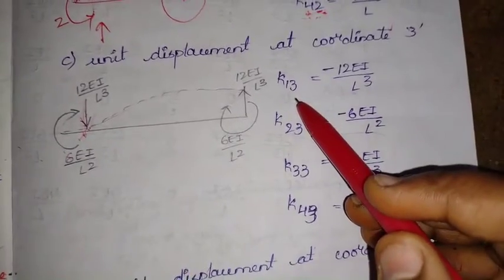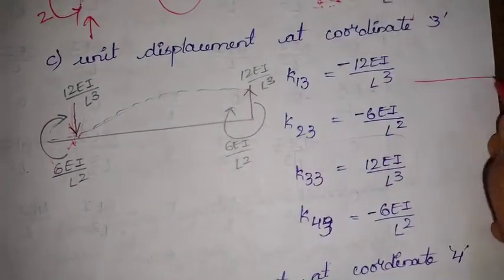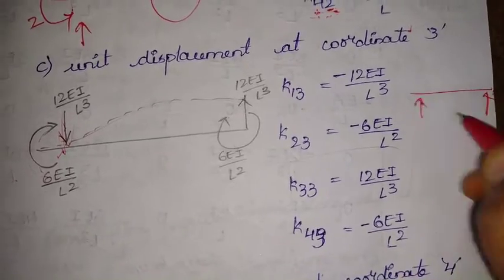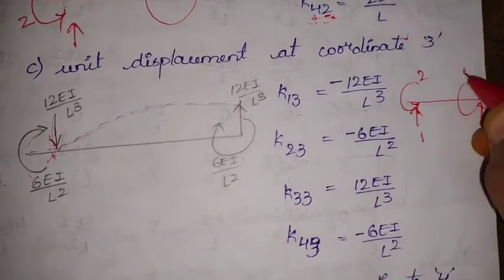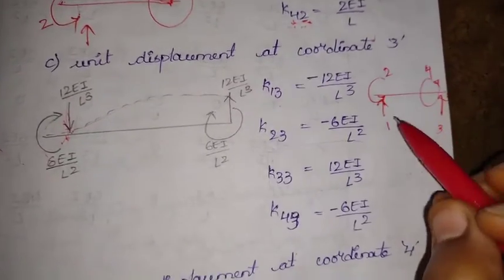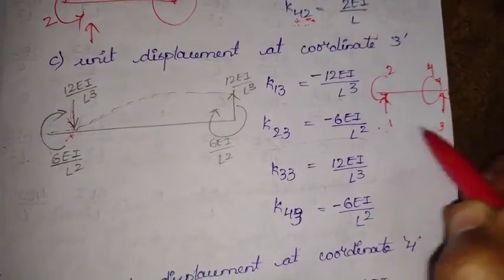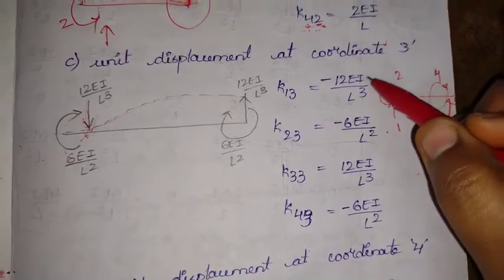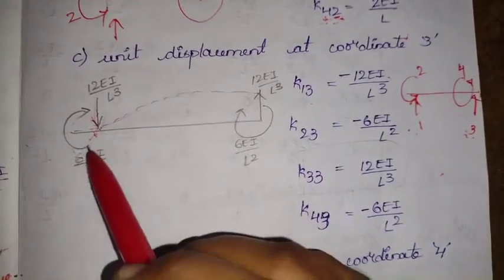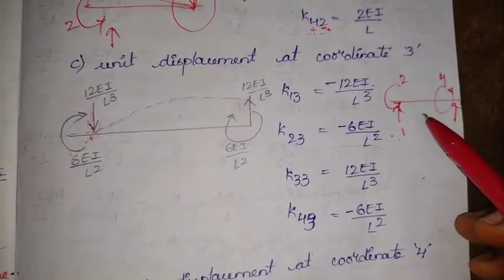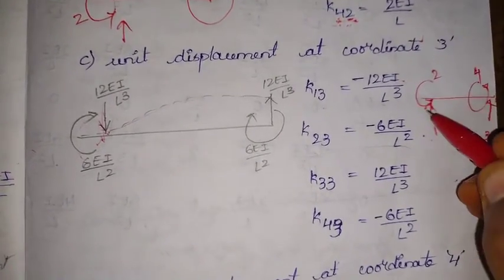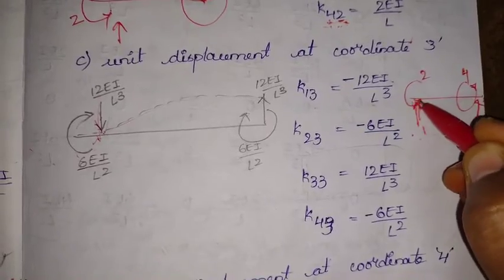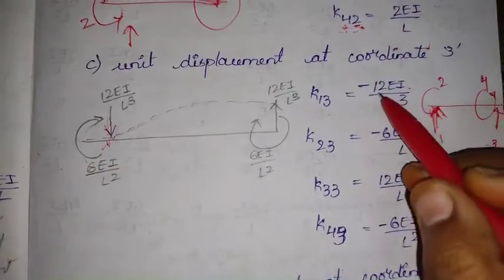So K13, 3 is nothing but the reaction, this is the initial condition we have taken, right? So K13, both are reactions. If both are reactions, simply keep 12EI by L cube, and for K13 it is clockwise, but here we have considered the anti-clockwise one, that is the upward one. Here it is downward, so it is negative.